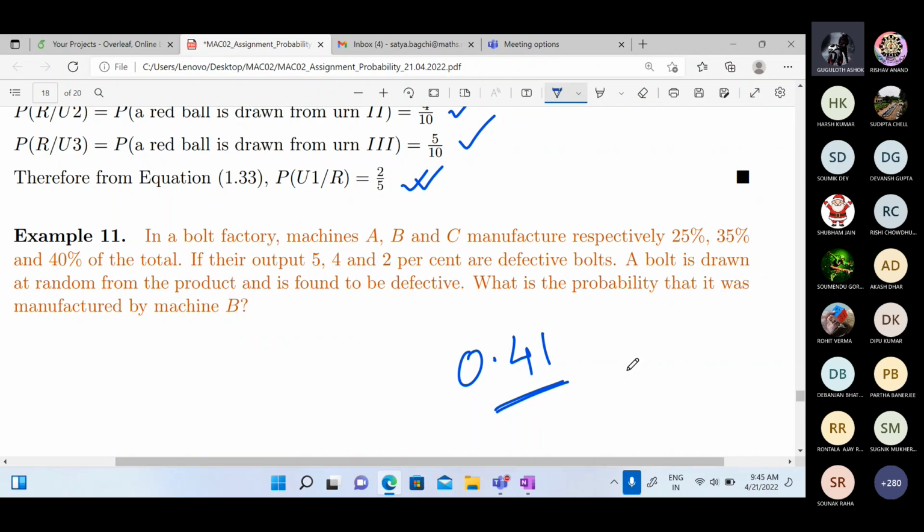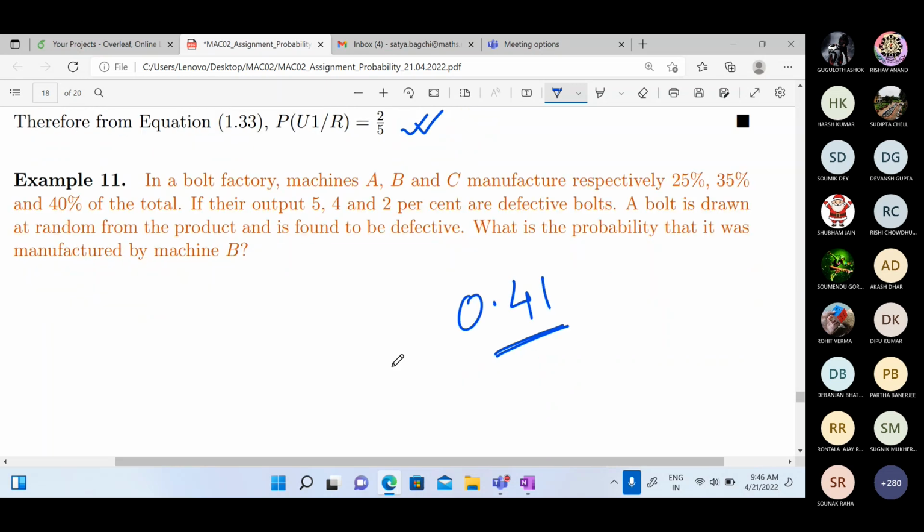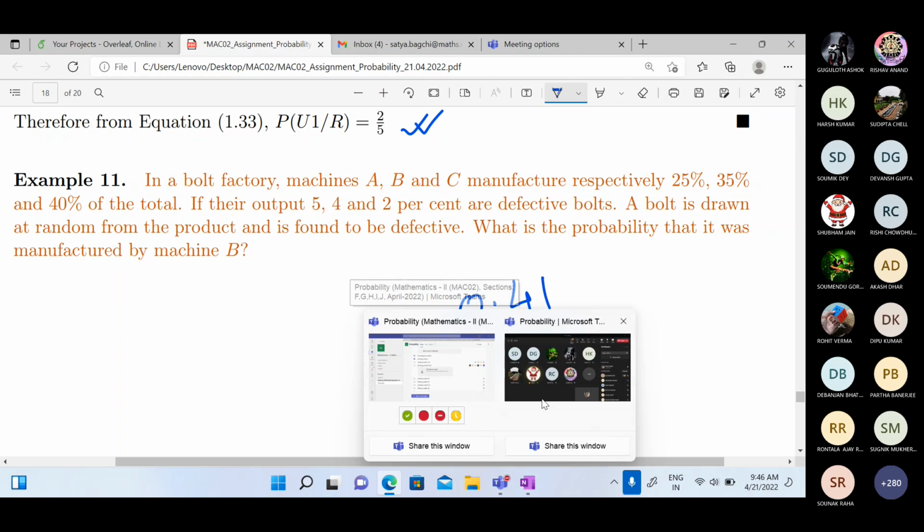So like that we do for all three. Then selecting one company, that is 1 by 3, like applying the Bayes theorem at last. So it is coming 0.41, sir. Okay, that's fine. Your explanation is fine. Let me explain also. Sir, I was asking that only.